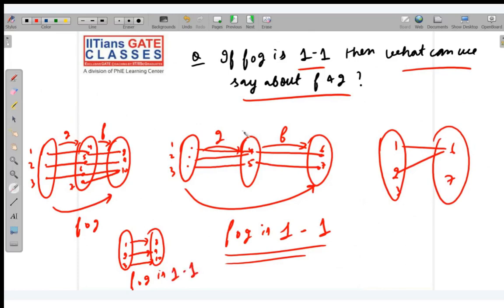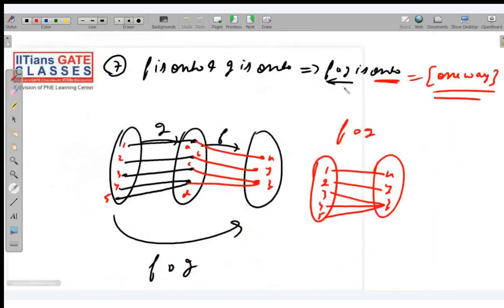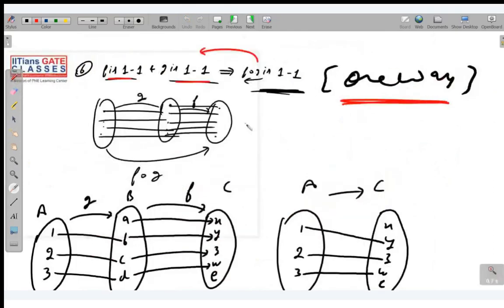Are you getting it? The basic thing you should remember is the more you think, the more you get. So f o g is 1-1, then g should be 1-1. f may or may not be 1-1. This is the proof of why I said this is a one-way theorem. Why is this a one-way theorem? f o g is 1-1, then g should be 1-1, and f may or may not be 1-1.